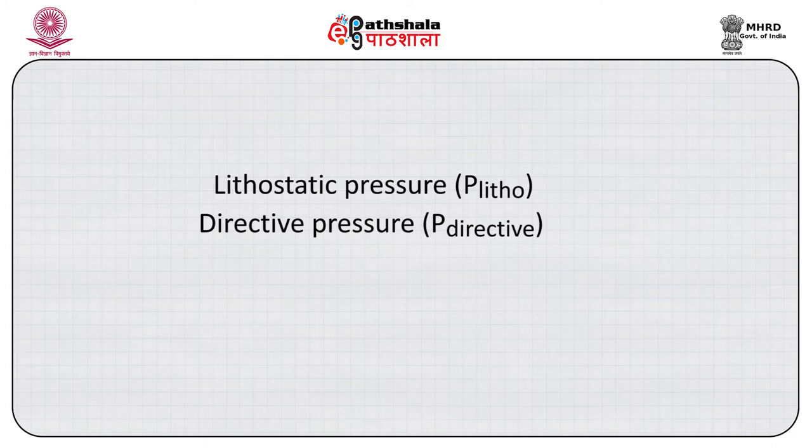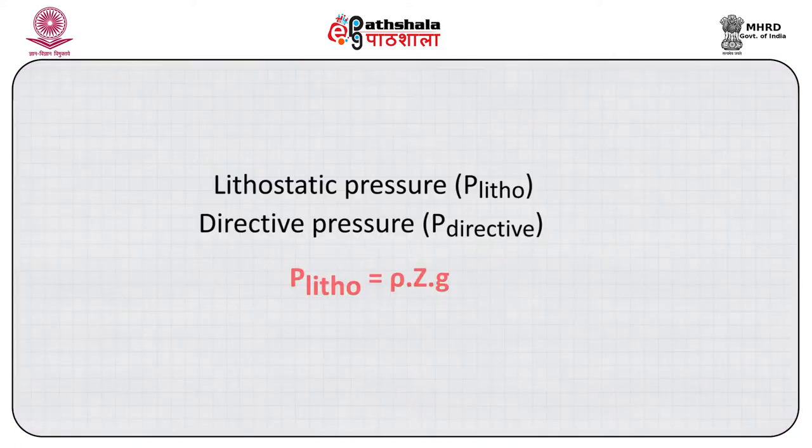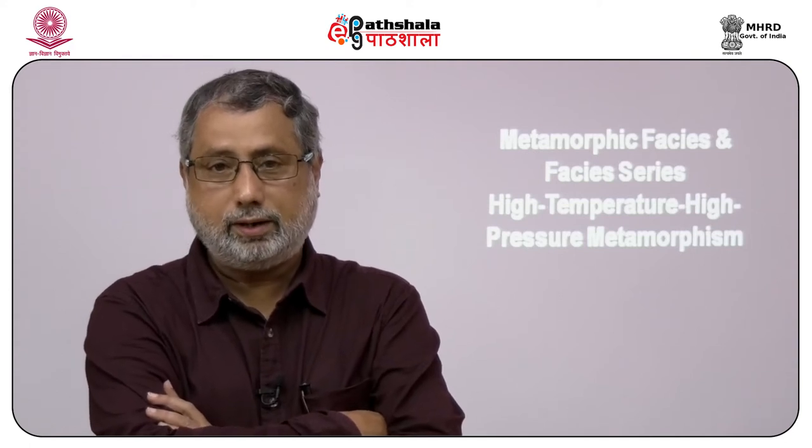Confining pressure or the lithostatic pressure is equal in all the directions and it does not promote any deformation in the rock, and it can be calculated by the formula P litho is equal to H rho g, where H is the column thickness, rho is the density of the rock and g is the acceleration due to gravity. And deviatoric stress, on the other hand, is responsible for deformation, and it causes structures like formation of foliation, folding, tensional cracks like this.